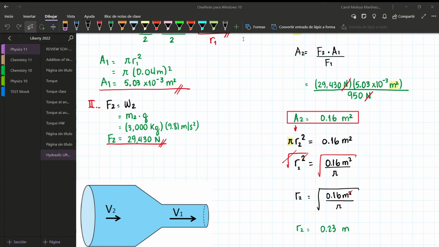So, in order to lift an object of 3 tons, metric tons, I'm going to need a radius of at least 0.23 meters. That corresponds to an area of 0.16 square meters. And that will be the exercise.